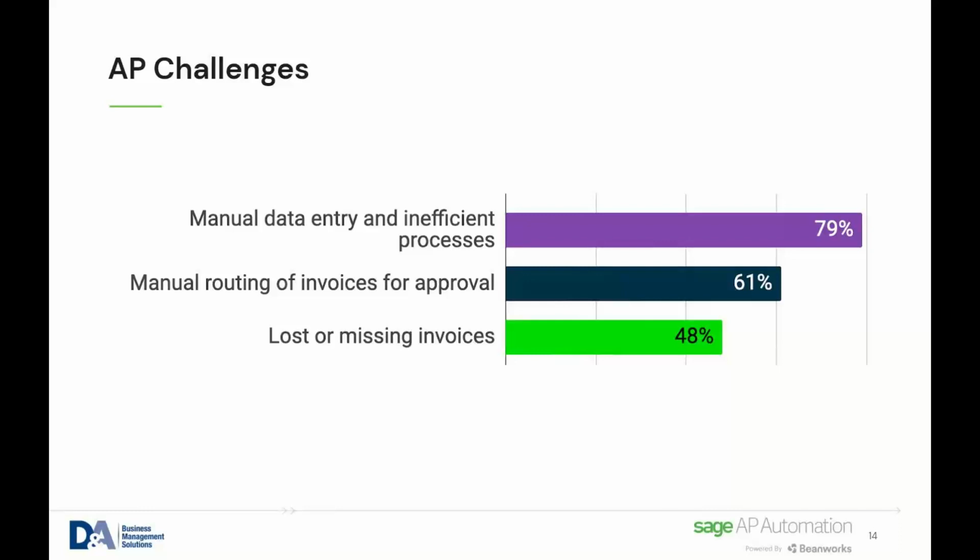So these effects are also related in their soft costs, such as staff productivity, process efficiency, and data accuracy. Again, SMEs typically experience challenges around manual data entry and routing, as well as higher rates of lost invoices.